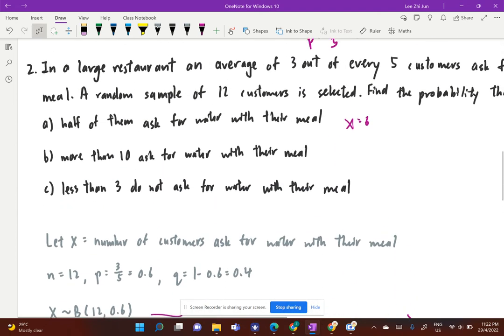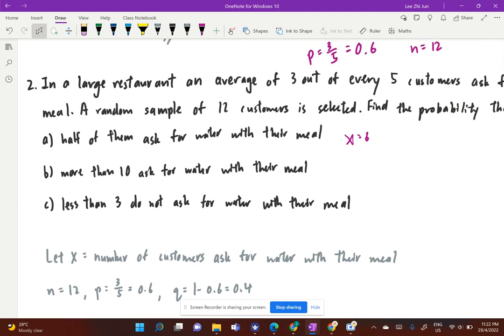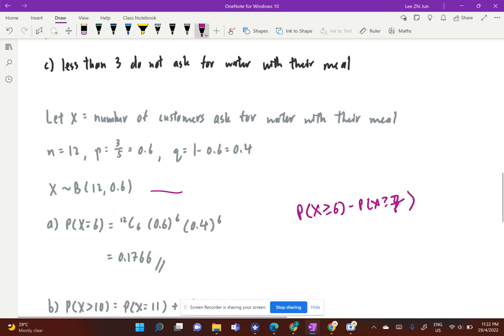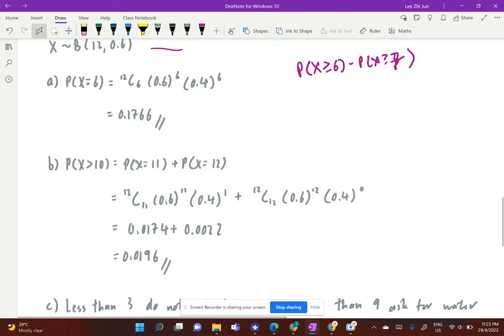B, more than 10 ask for water. More than 10 does not include 10, so it will be 11 or 12 people ask for water. So just 12C11, 0.6 to the power of 11, 0.4 to the power of 1, plus 12C12, 0.6 to the power of 12 times 0.4 to the power of 0. So 0.0174 plus 0.0022. So I will get 0.0196.